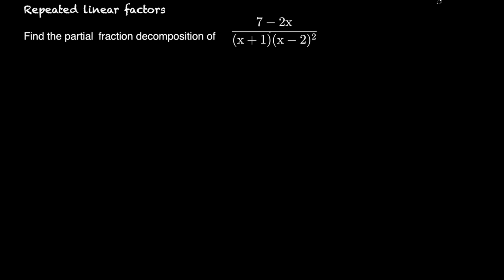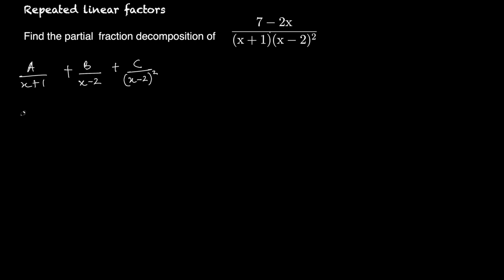Now we have another question that says you should find the partial fraction decomposition of (7 minus 2x) over (x plus 1)(x minus 2) squared. Here we just have to split it up as A over x plus 1, plus B over x minus 2, and then repeating, C over (x minus 2) squared.